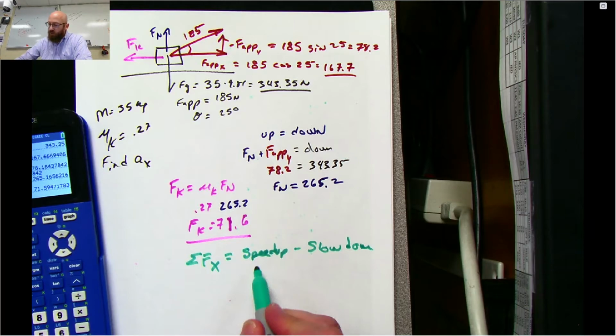So in this case, force applied in the x, 167.7 minus 71.6. My sum of the forces in the x direction equals 96.1. Again, slightly rounded. Looks like my video has stopped.